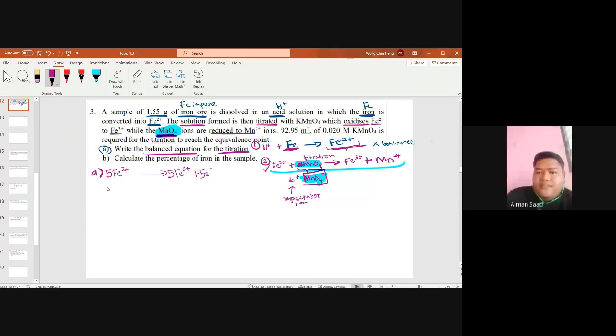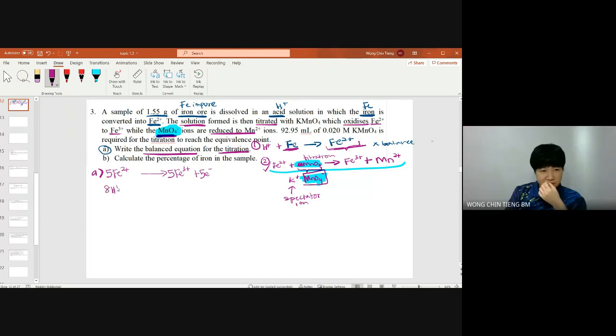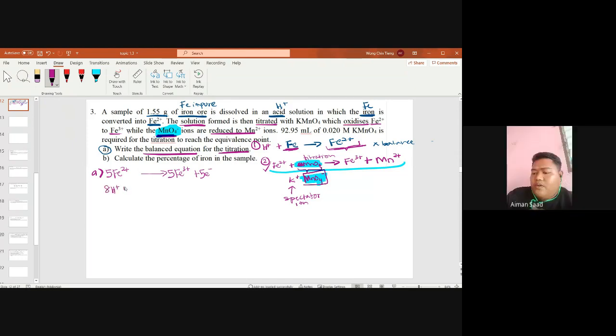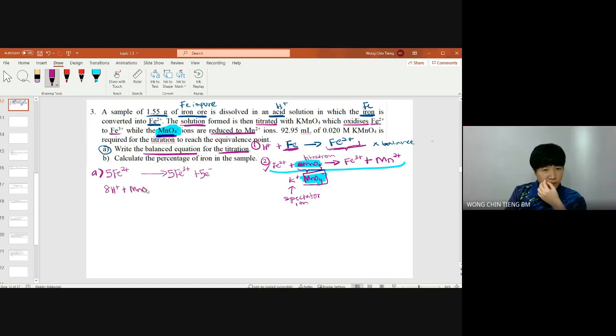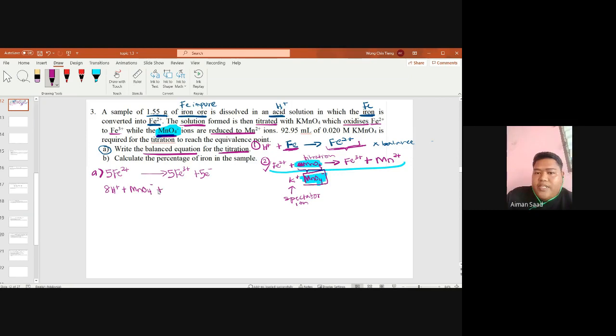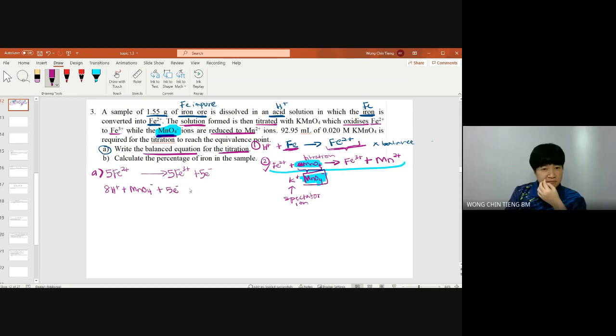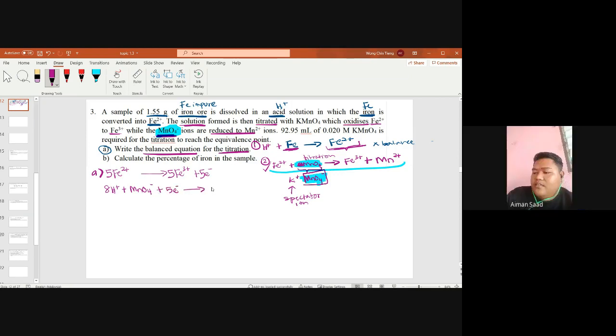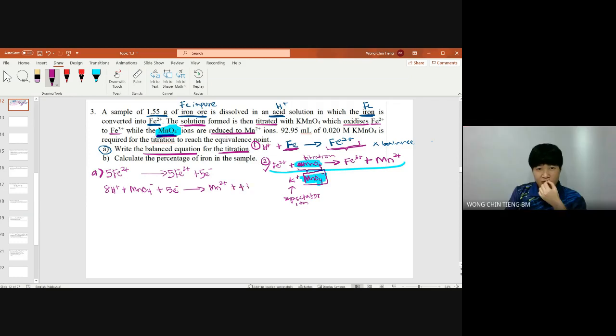8H plus, plus MnO4 minus, plus 5e minus, arrow Mn2 plus, then plus 4H2O. Okay, alright. So that is the 2 half equations yang patut ada atas kertas kamu sebelum kamu dapat jawapan akhir.